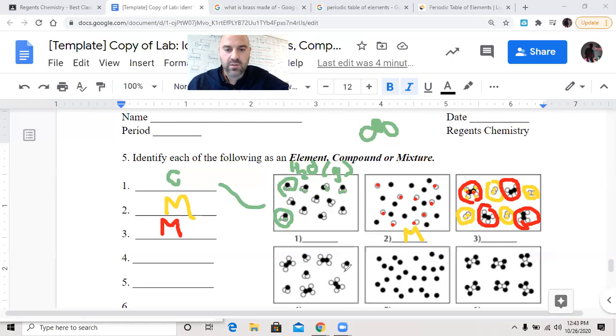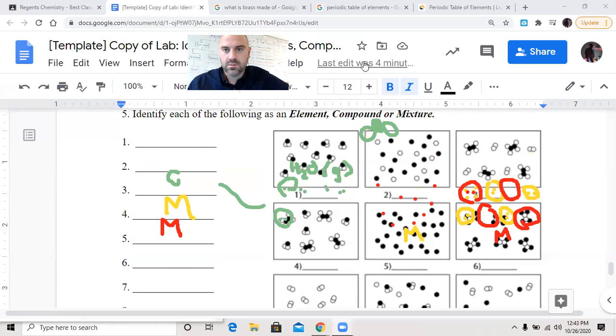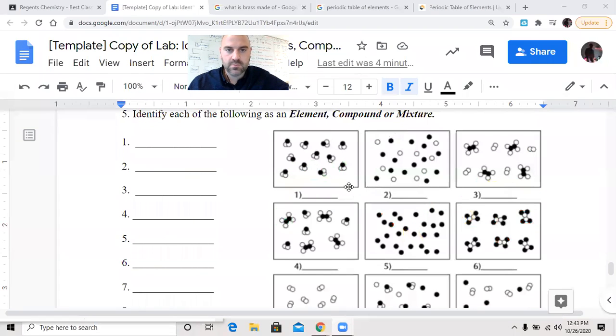Number 3, let's check that one out. 3 we just did, mixture. Number 4. Element, compound, or mixture. Number 4.